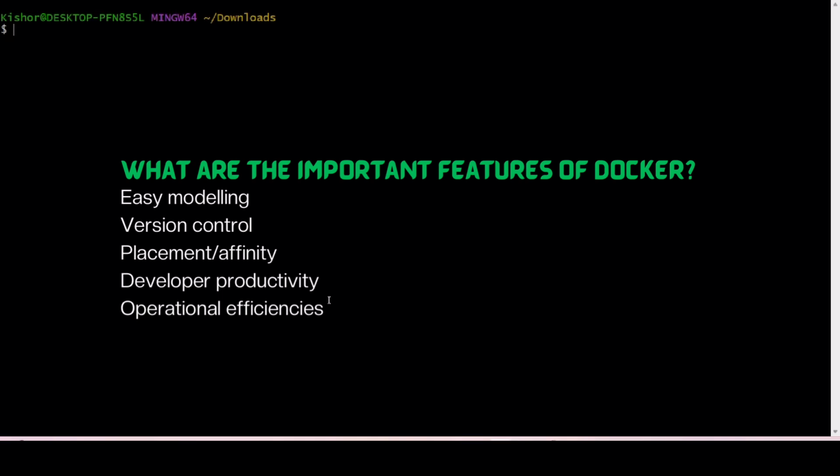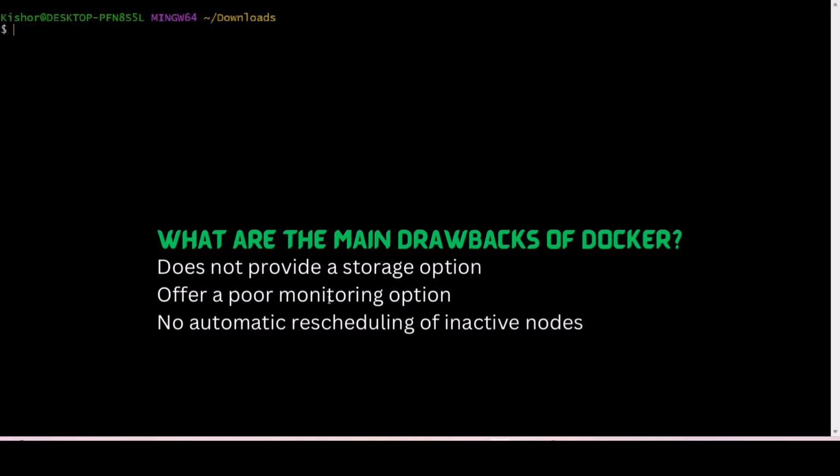What are the main drawbacks of Docker? It will not provide any storage option, offers a poor monitoring option, and no automatic rescheduling of inactive nodes. In Kubernetes, we have the rescheduling option.